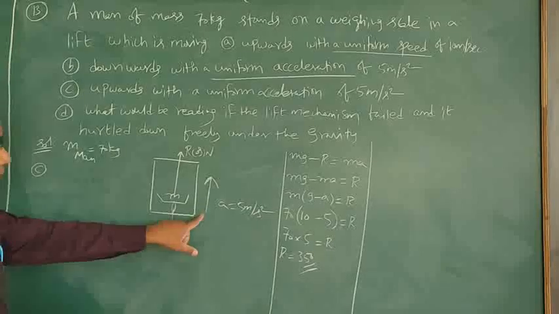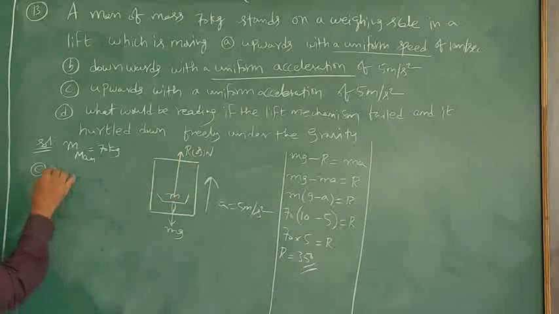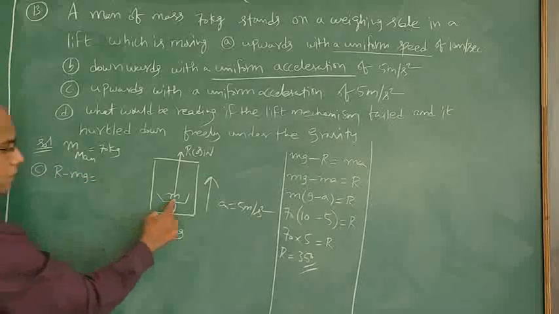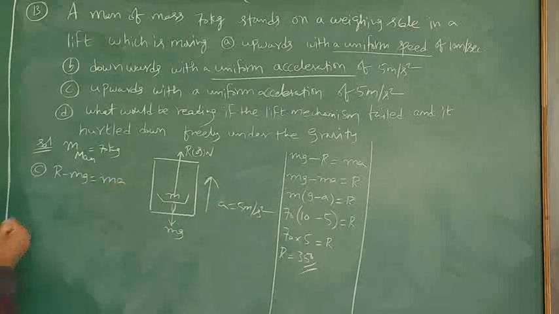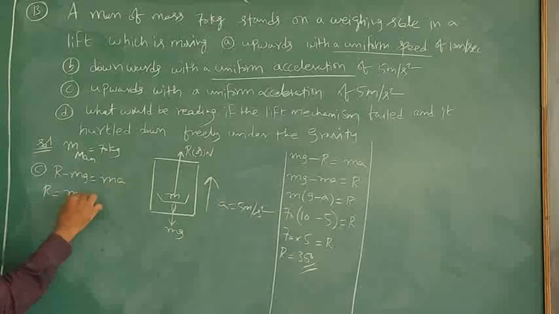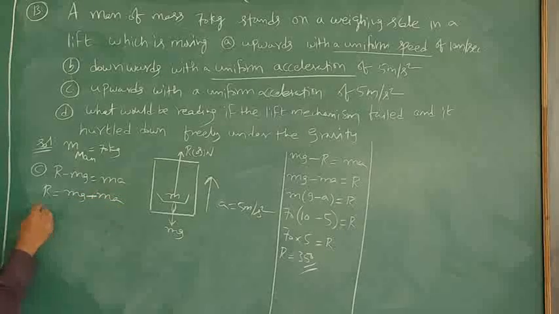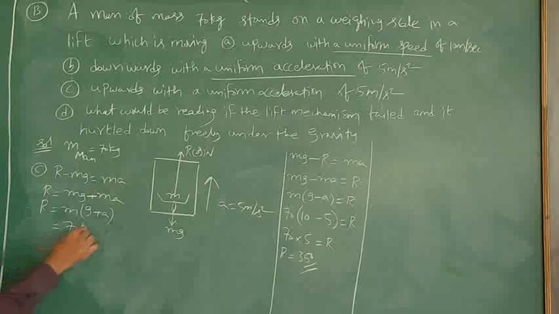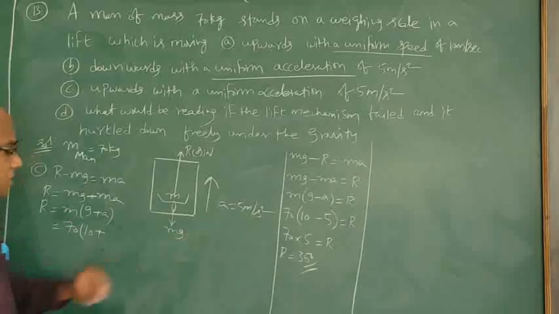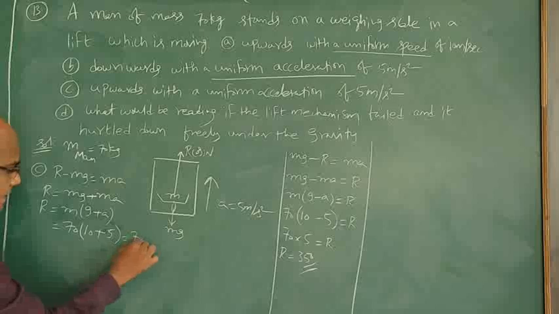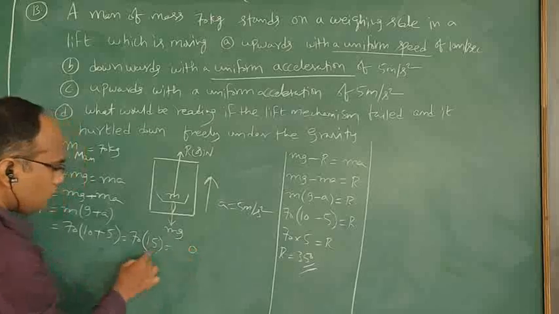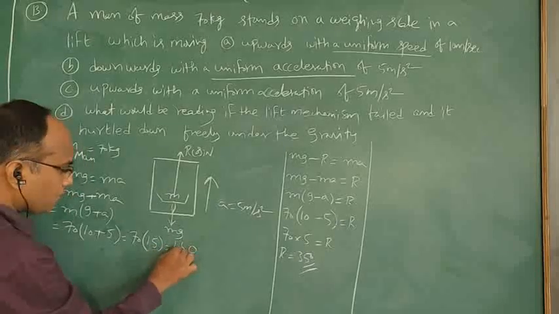So here upwards means a. First we have to take this one. So R minus mg is equal to m into a. So R is equal to mg plus ma. So R is equal to m into g plus a. 70 into g, which is 10, plus a, which is 5. So 70 into 10 plus 5 is 15. 15 zeros are 0, 15 sevens are 105.